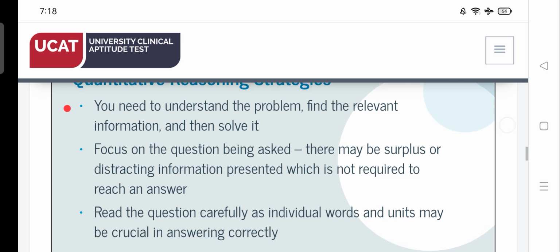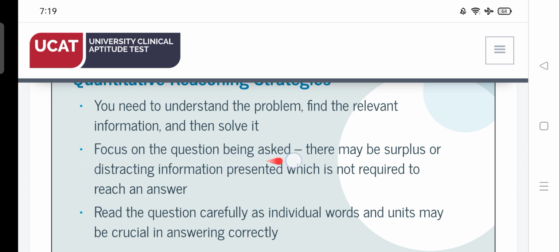Okay, now we have the quantitative reasoning strategies. Again, you need to understand the problem, find the relevant information, and then solve it. So how are you going to solve these types of questions? You need to understand the problem that will be presented to you. That may be in the form of a graph, chart, or table. When you understand the problem, you have to find the relevant information that will be given to you in the answer options, and then solve it.